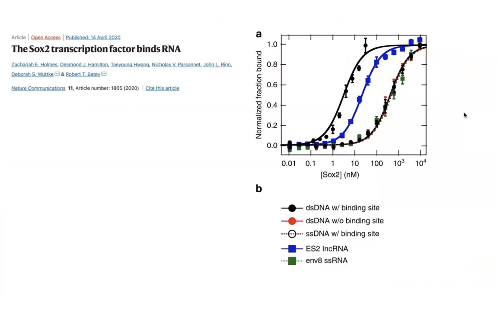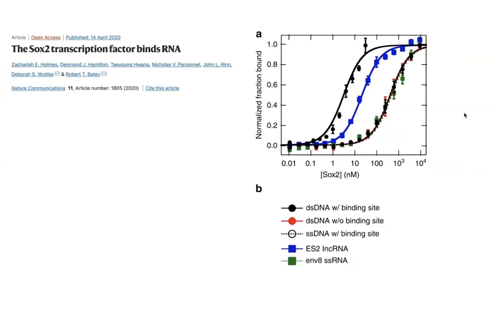So now let's do a little concept check and look at some actual data and interpret it. This is just a random article I found where they're studying a transcription factor, which is this protein. It normally binds to DNA in order to control when the DNA gets made into mRNA, but they found that it can also bind RNA. So in this paper, they're testing different ligands. Remember, a ligand is a binding partner.